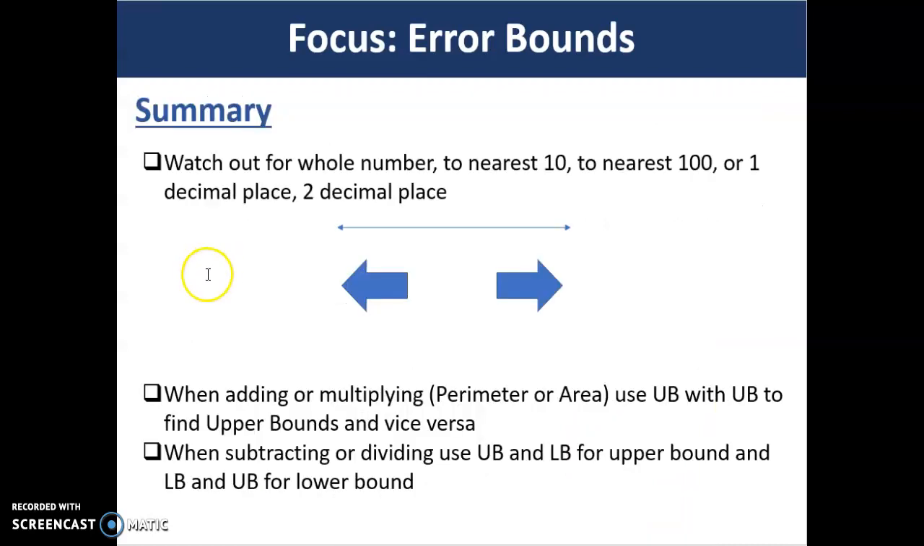So, as a summary, watch it for whole numbers to nearest 10, to nearest 100, or 1 decimal place, 2 decimal place, and significant figures. Use this model, it always works. When you're adding or multiplying, use upper with upper to define upper bounds and vice versa. And finally, when you're subtracting or dividing, use upper and lower for upper bound, and lower and upper for lower bound.